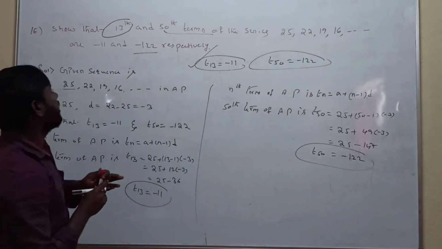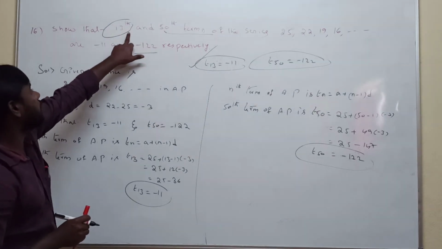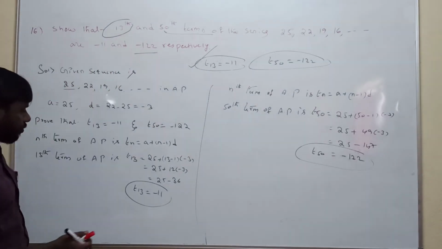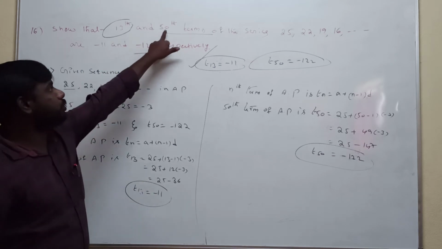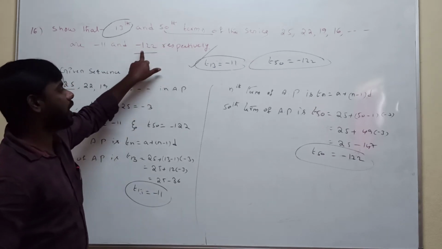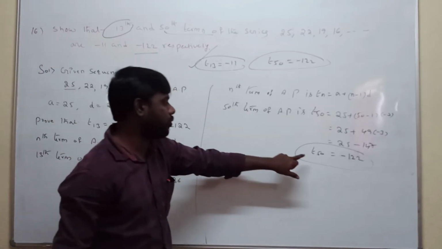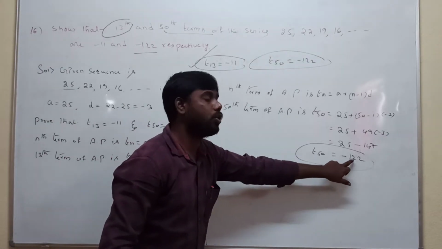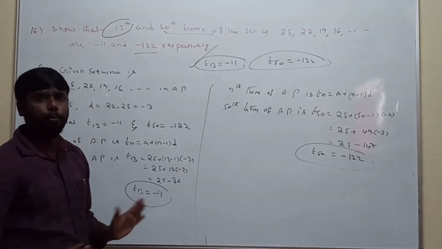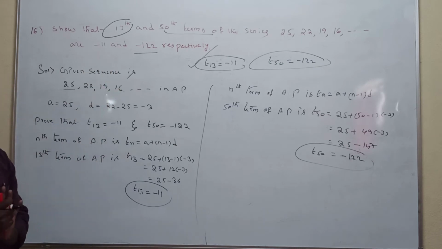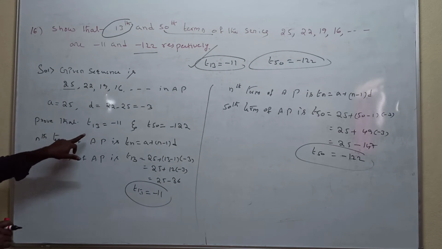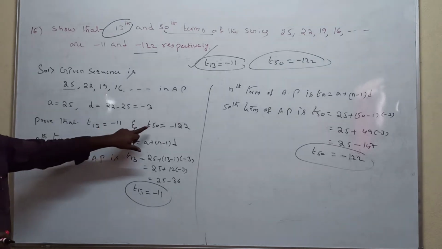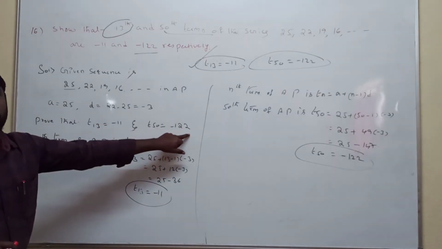They said to show that the 13th term is minus 11. So we proved the 13th term is equal to minus 11. Next, to prove that the 15th term is minus 122, we proved the 15th term is minus 122. It's a simple question. They gave one sequence to prove that the 13th term is minus 11 and the 15th term is minus 122.